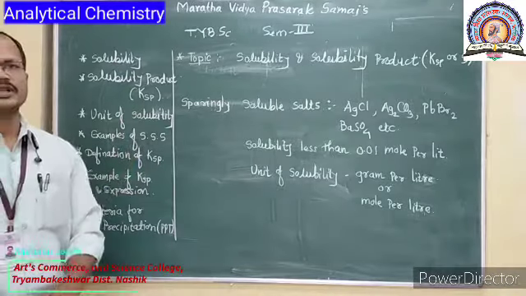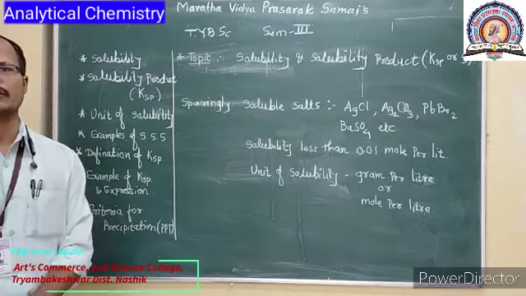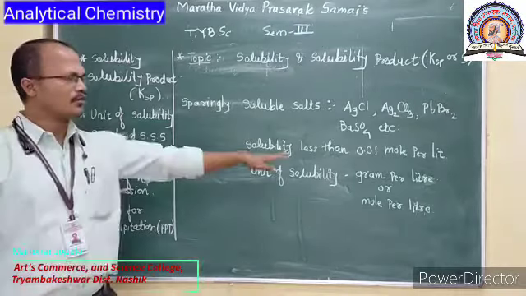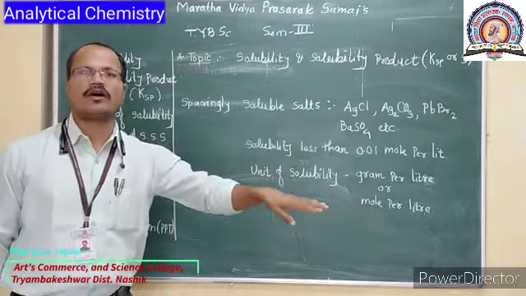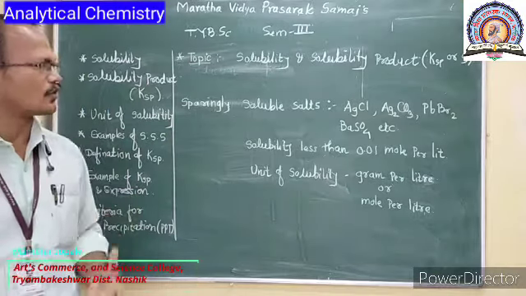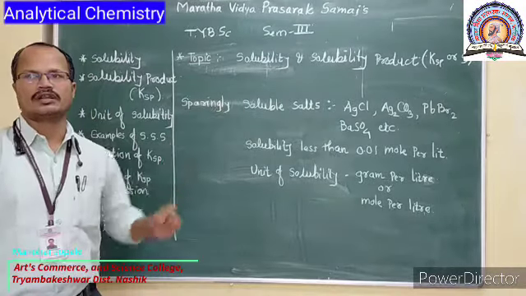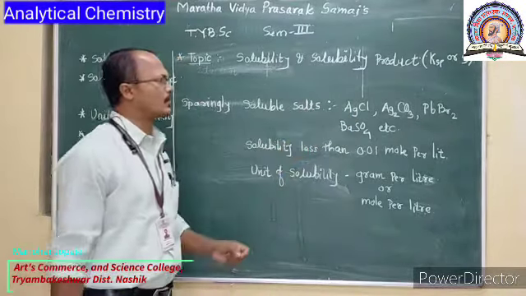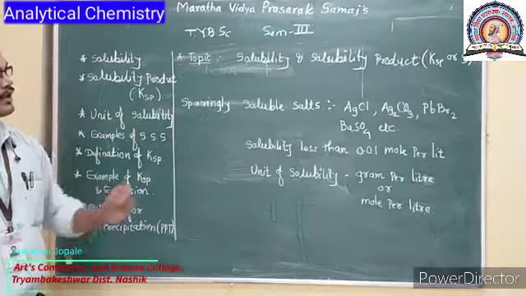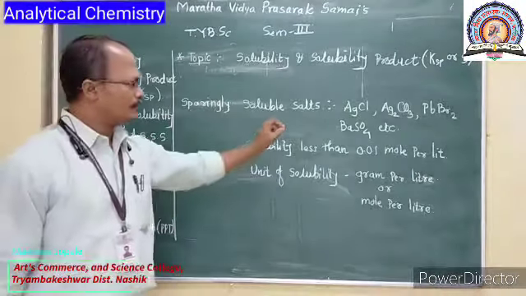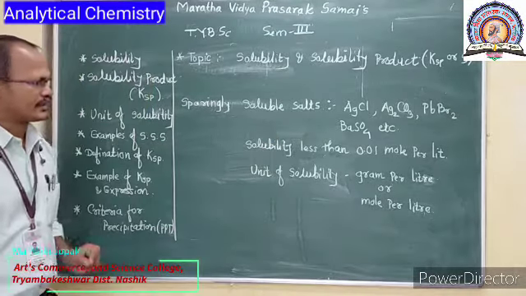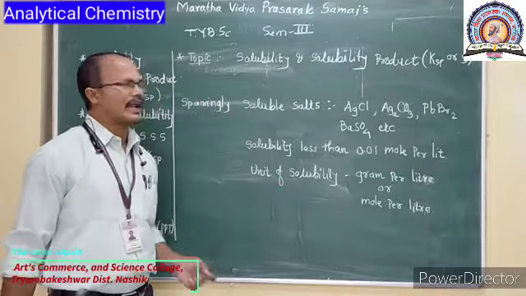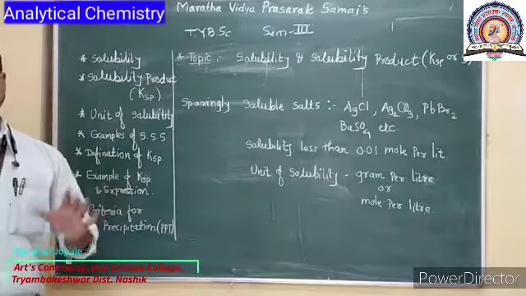Basically, we are going to see solubility for the sparingly soluble salts. Sparingly soluble salts have a solubility of about 0.01 mole per liter or less. Examples of sparingly soluble salts are silver chloride, silver carbonate, lead bromide, barium sulfate, etc. We can express solubility in units of gram per liter or mole per liter.